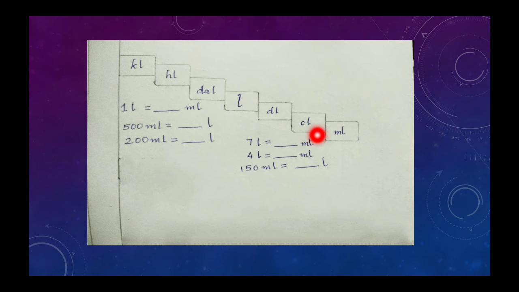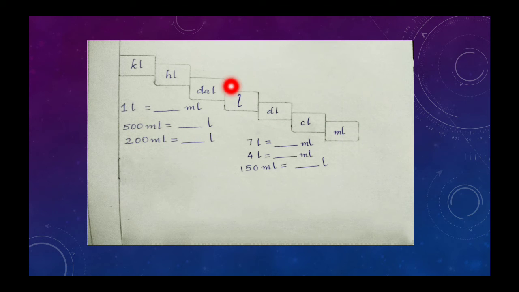7000 ml. 4 liter, put 4 here. You have to write in ml. So fill all other boxes with zeros. Why? We are multiplying each step by 10, no? So it is enough to put zeros only. See, 4 liter is 4000 ml. That's all.